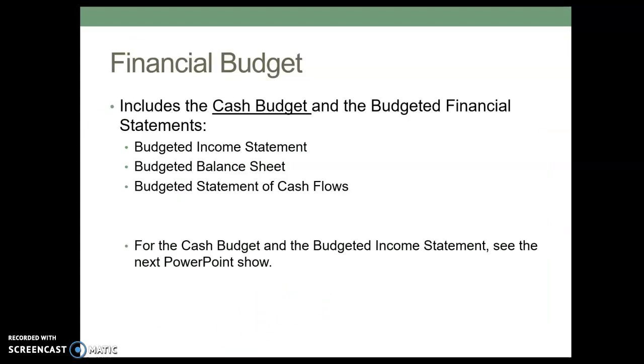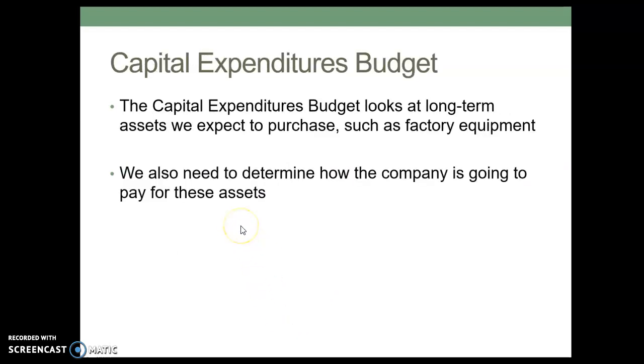Okay, we also need to complete a financial budget, which includes a cash budget and the budgeted financial statements, such as the budgeted income statement, the budgeted balance sheet, and the budgeted statement of cash flows. For the cash budget and the budgeted income statement, I have a separate PowerPoint and videos on those. And we also finally have a capital expenditures budget that's going to need to be done.